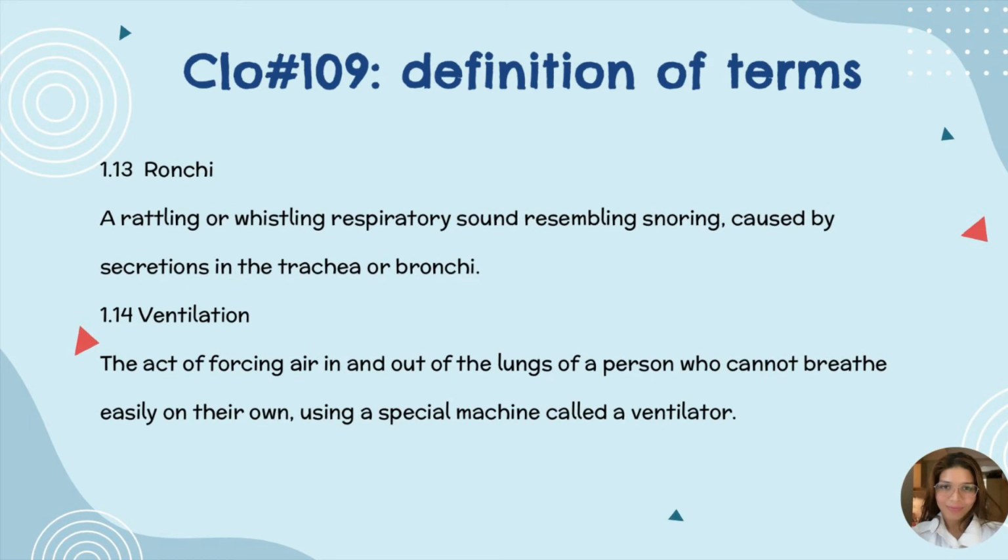Next is the ronchi. It is a rattling or whistling respiratory sound resembling snoring. So it is caused by secretions in the trachea or bronchi, while ventilation is the act of forcing air in and out of the lungs of a person who cannot breathe easily on their own. So using a special machine called a ventilator.